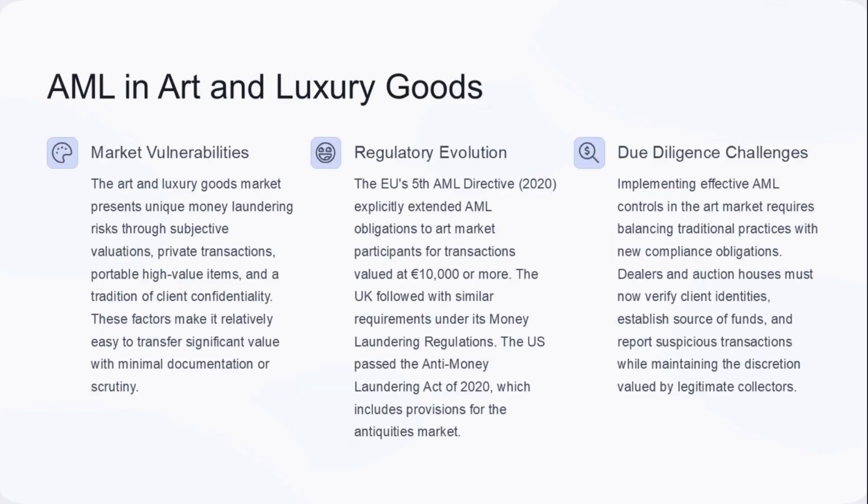The art and luxury goods market presents unique money laundering risks through subjective valuations and private transactions. Regulatory evolution, such as the EU's fifth AML directive, aims to address these vulnerabilities. Implementing effective AML controls requires balancing traditional practices with due diligence challenges.